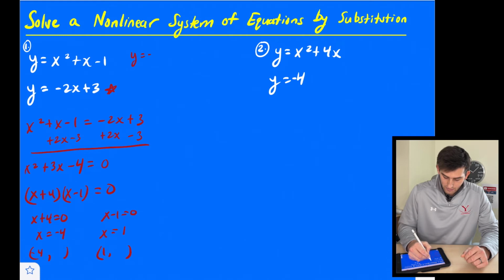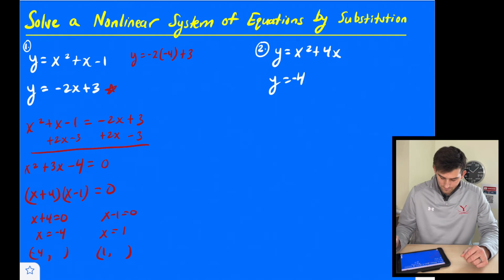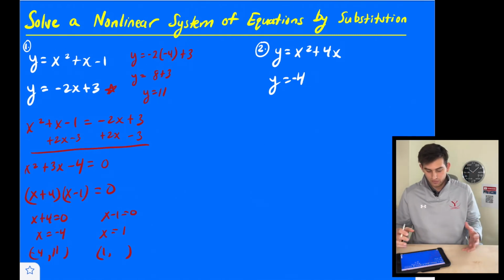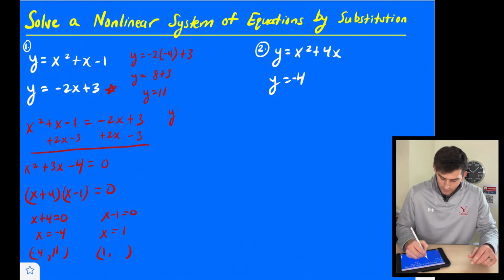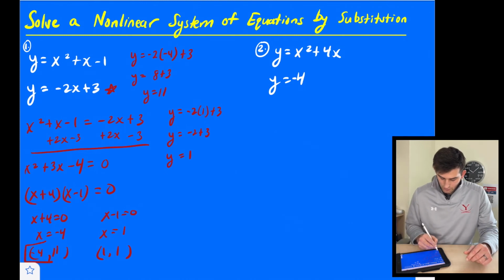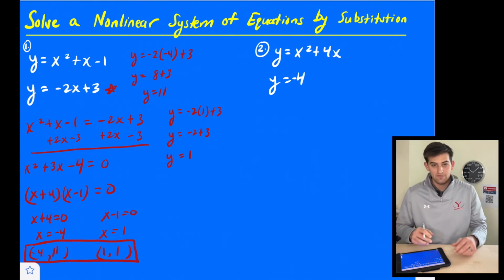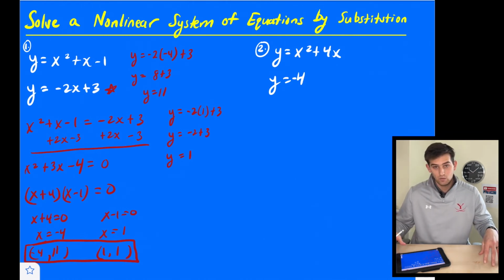I'm going to say y is equal to negative 2 times negative 4 plus 3, and we get y is equal to 8 plus 3, so y is equal to 11. So one of our solutions is negative 4 comma 11. Then for the second one, y is equal to negative 2 times 1 plus 3. So y equals negative 2 plus 3, and y equals 1. And we have our two solutions. If we were to graph this, there would be two intersections. Our two solutions are negative 4, 11, and 1, 1.